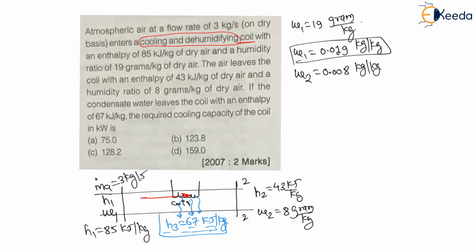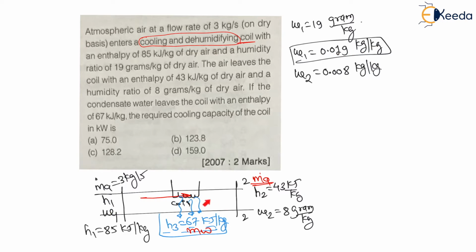And then there will be some mass of water leaving. And at exit air will remain air only. Means my dear students, here moist air is passing through this cooling coil. Initially mass of air was 3 kg per second, enthalpy H1 is 85 kilojoule per kg and specific humidity omega 1 is 0.019 kg per kg.